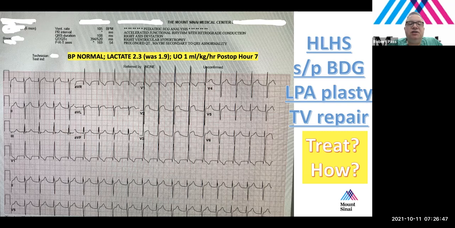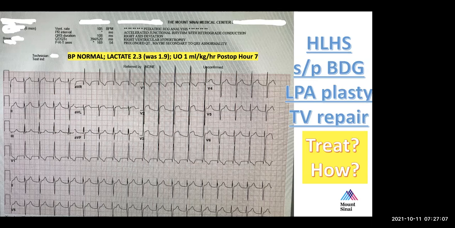Seems like the patient is basically meeting most of the sort of minimal requirements of a good post-op patient. What would you do? Would you leave this rhythm at 105? Would you do anything about it? Would you monitor? What are your thoughts on this?